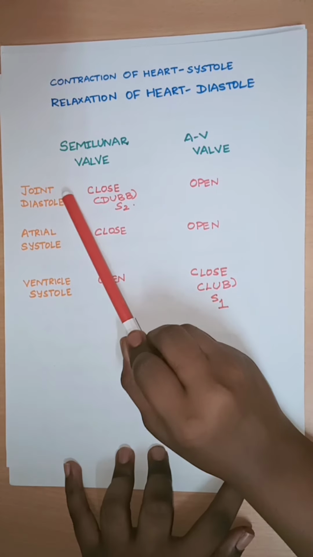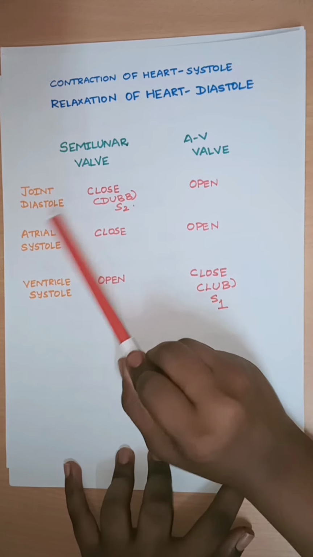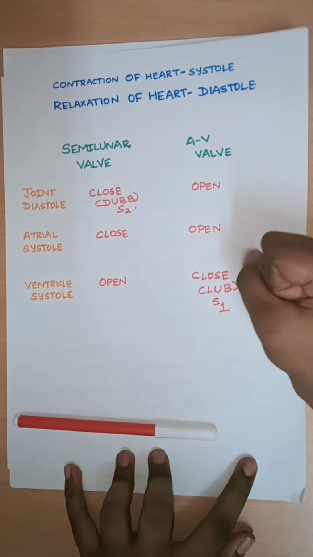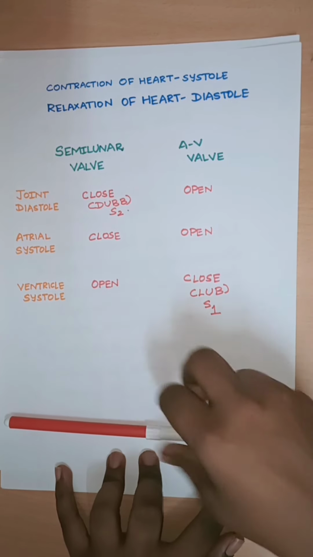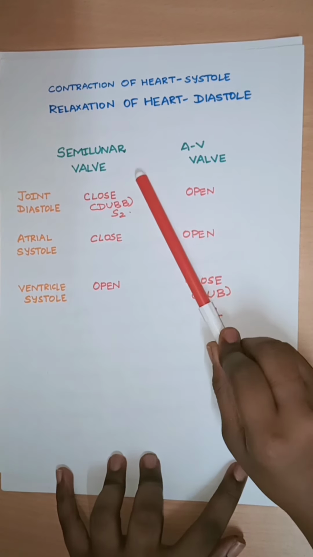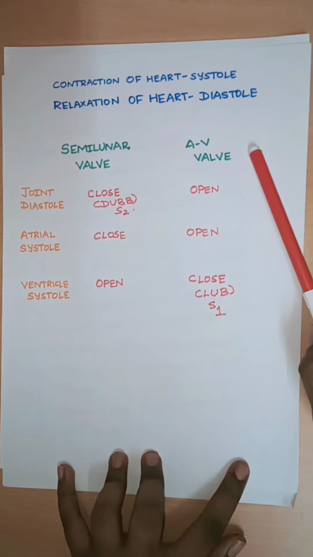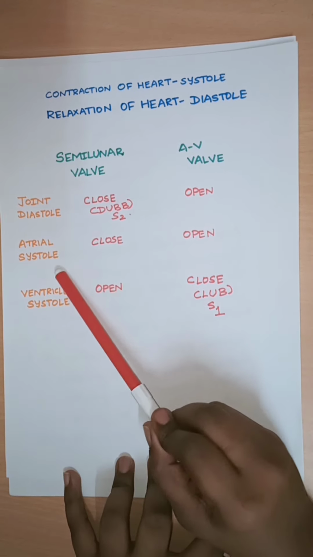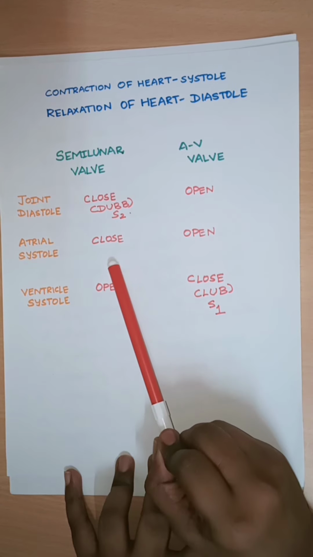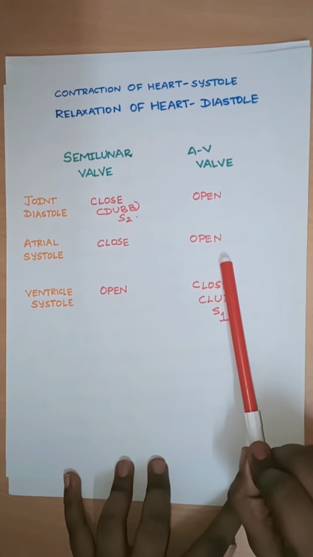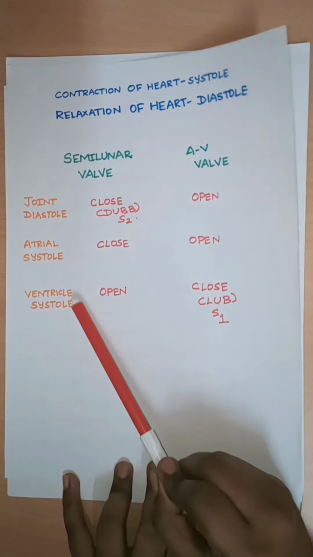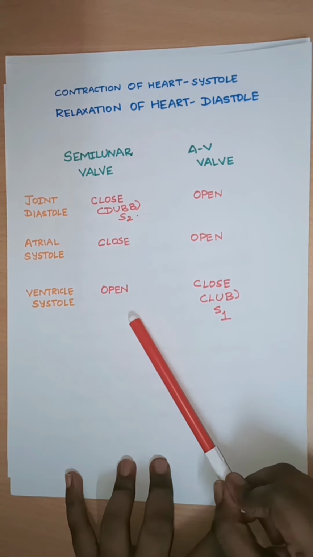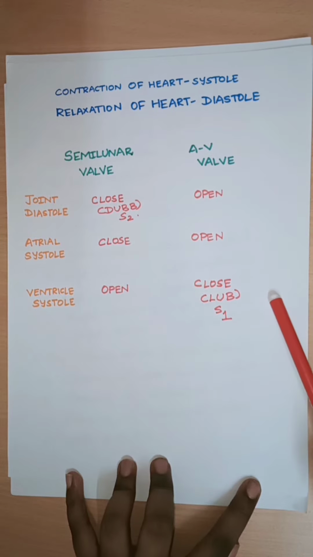Now, what is joint diastole? Whenever the atrium and ventricle both get relaxed, that is known as joint diastole. There is the closing of the semilunar valve and opening of the AV valve. Whenever there is atrial systole, meaning contraction of the atrium, there is closing of the semilunar valve and opening of the AV valve. Whenever there is ventricular systole, meaning contraction of the ventricles, there is an opening of the semilunar valve and closing of the AV valve.